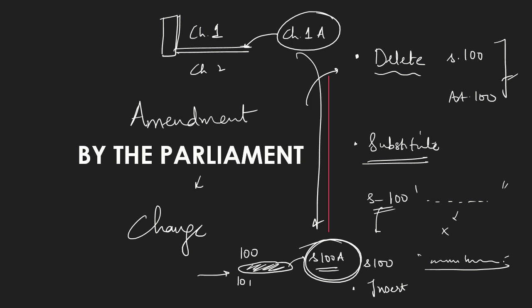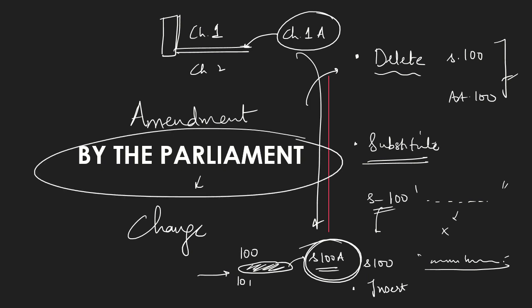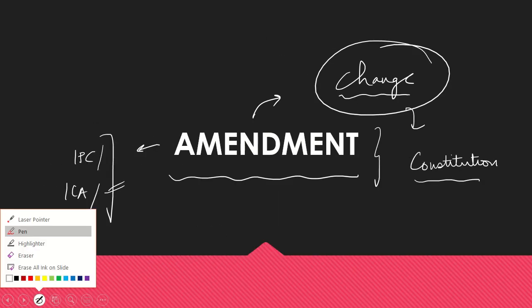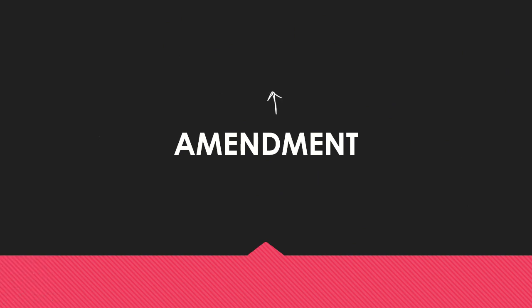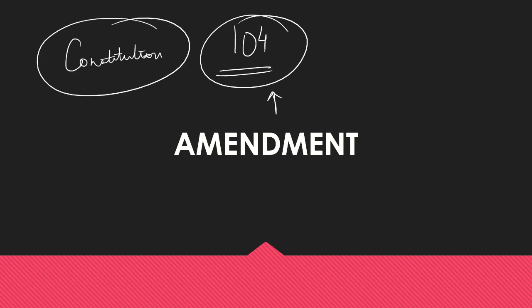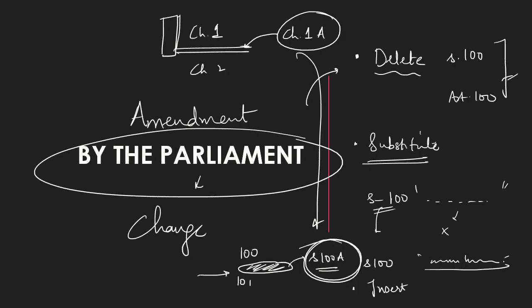So we know that amendments can happen in a certain way by the Parliament. One important fact that I'd like to tell you about the amendments to the Constitution. Our Constitution has been amended 104 times. Okay, the Constitution of India has been amended 104 times. All right. Okay.